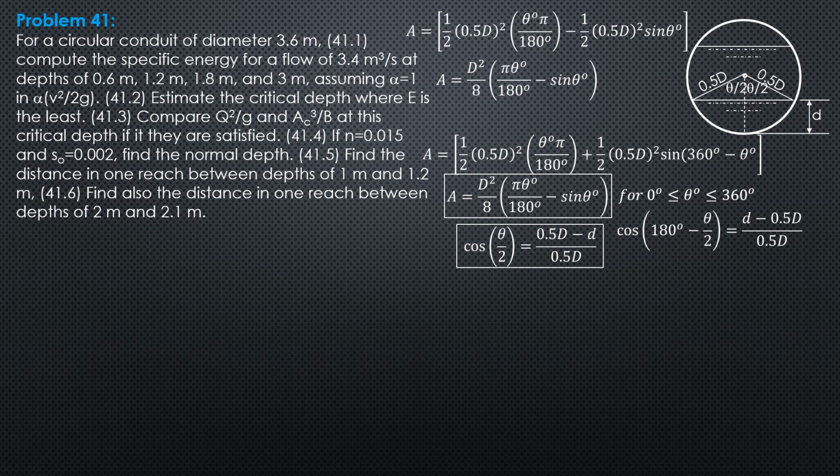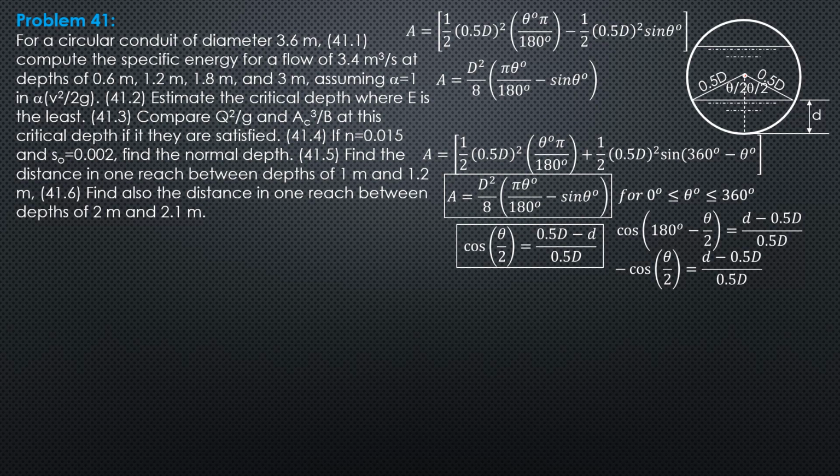So the second term is 0. So let's concentrate on cosine 180 times cosine theta over 2. Cosine 180 is negative 1 times cosine of theta over 2. So this is negative cosine of theta over 2 equals (d minus 0.5 d) over 0.5 d.